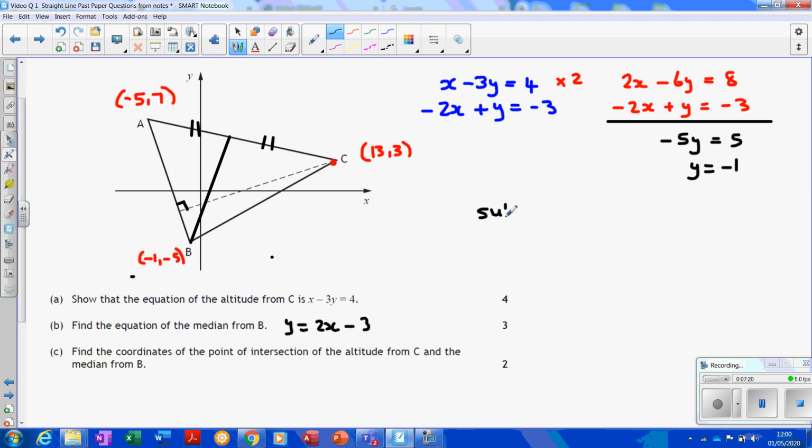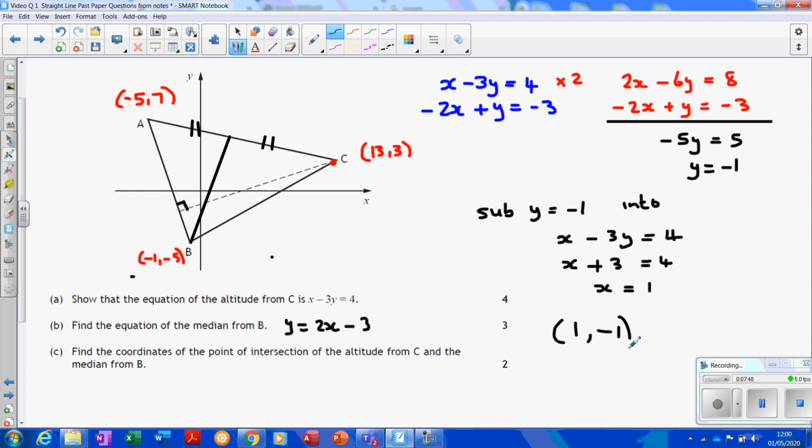So we'll now sub y equal to minus 1 in, and it doesn't matter really what equation, I'll just take the top one. x minus 3y is equal to 4. So x minus 3y is, minus 3 times minus 1 is plus 3. That's equal to 4. Take 3 off both sides, so x is equal to 1. So the point of intersection of those two lines, x coordinate comes first, is 1, and the y coordinate is minus 1.